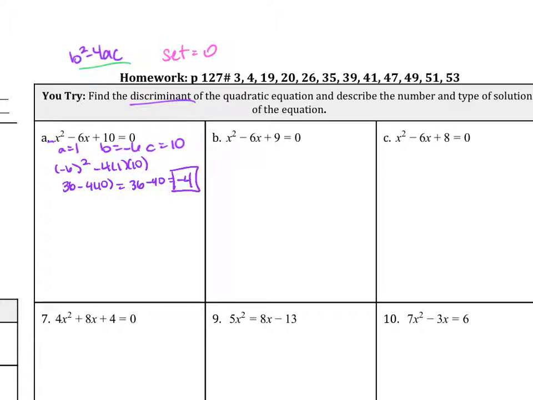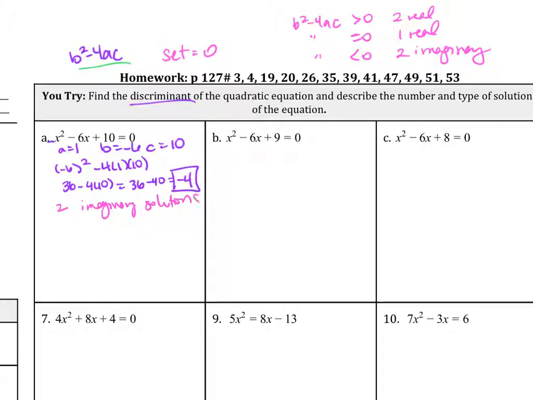So that's the first thing it asks for. What's the value of the discriminant? It's negative 4. Now remember, when b squared minus 4ac is greater than 0, you have two real solutions. When it's equal to 0, you have one real solution. And when it's less than 0, you have two imaginary solutions. Okay, so this is negative 4. That means I have two imaginary solutions.